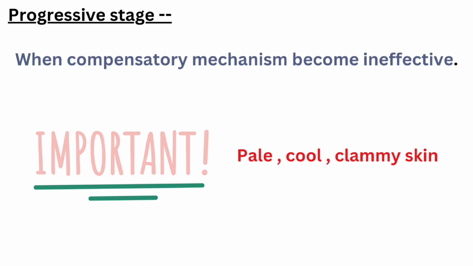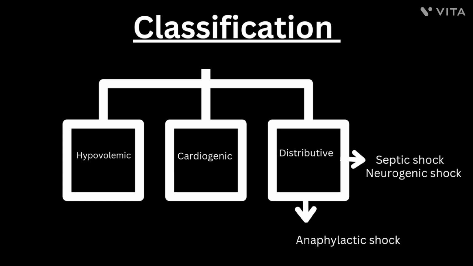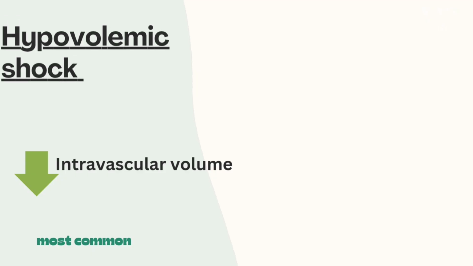So third is the progressive stage. It occurs when our compensatory mechanisms become ineffective. An important key point in this is pale, cool and clammy skin. Next, the classification: hypovolemic, cardiogenic, distributive, and distributive is divided into septic shock, neurogenic shock, and anaphylactic shock. So let's begin with hypovolemic shock.